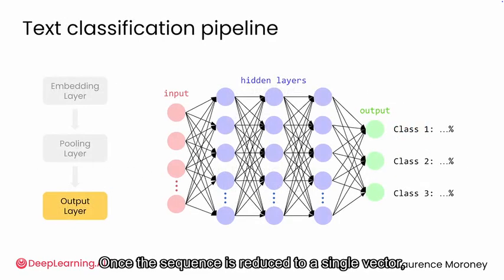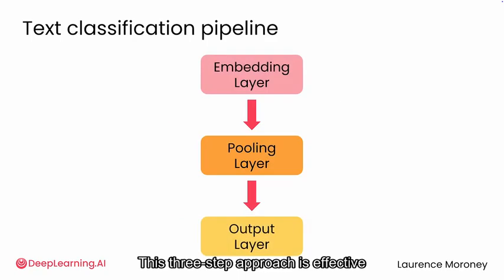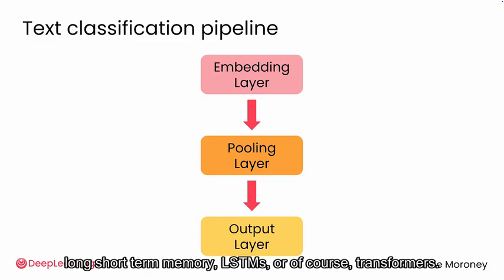Once the sequence is reduced to a single vector, the final step is mapping it to task-specific outputs, using a fully connected layer that outputs a score for each class. A softmax or sigmoid function is applied to convert these scores into interpretable probabilities. This three-step approach is effective and serves as a solid baseline before exploring more complex approaches like recurrent neural networks, or RNNs, long short-term memory, LSTMs, or of course transformers.